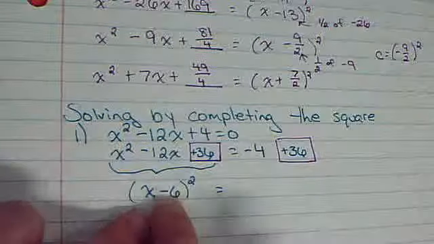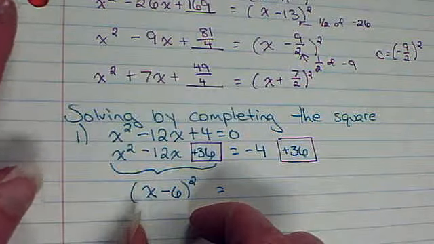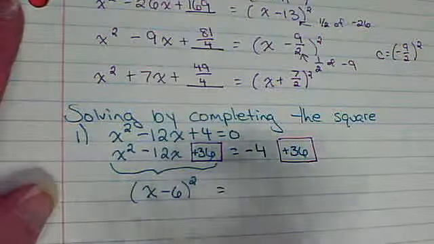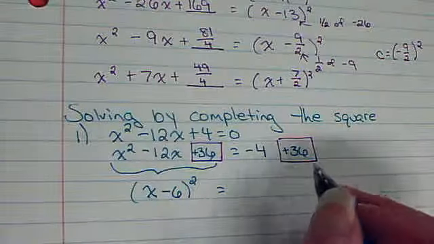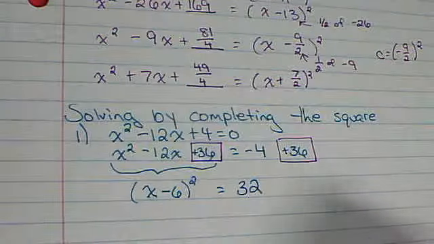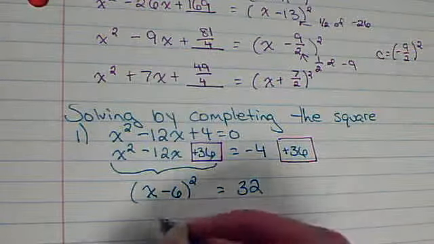These are equivalent. If you're not sure, check it out. Take x minus 6 times x minus 6. I guarantee you'll get x squared minus 12x plus 36. On the right side, the negative 4 plus 36 gives me 32. Now I have a nice and pretty problem. I'm going to take the square root of both sides.